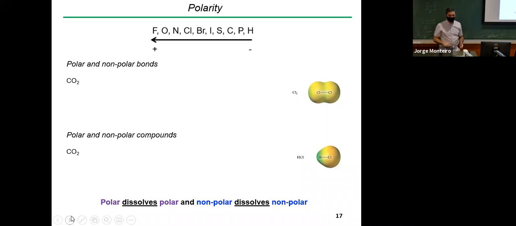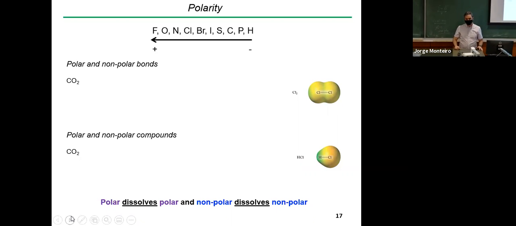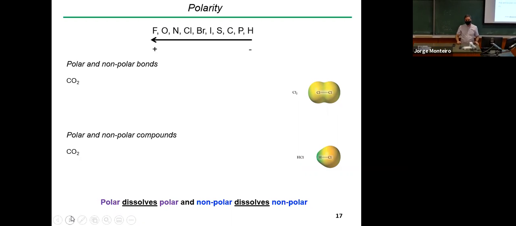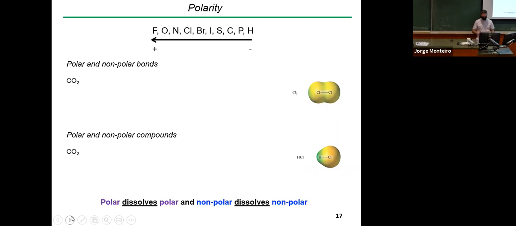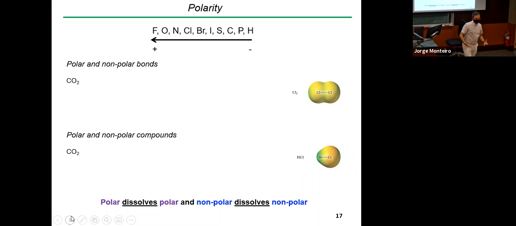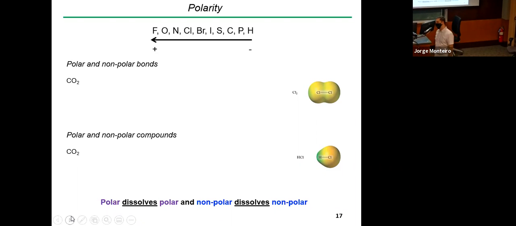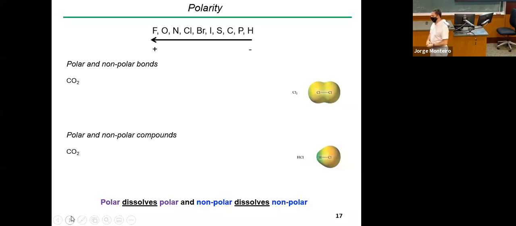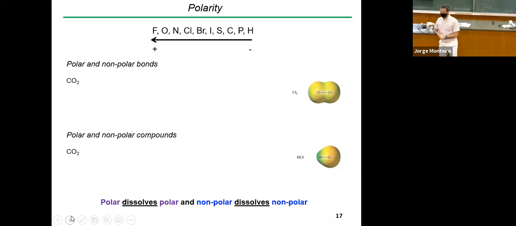So the dipole moment for just the bond is mu, and for a whole compound, it's mu with a subscript R. Yes, that's for the compound, the resulting dipole moment. Okay. We're going to do the vector addition. All right, and then remember that polar compounds will dissolve polar compounds and non-polar compounds will dissolve non-polar compounds.